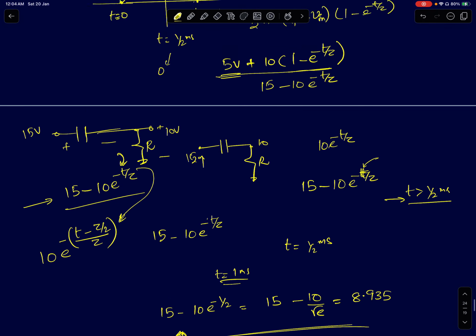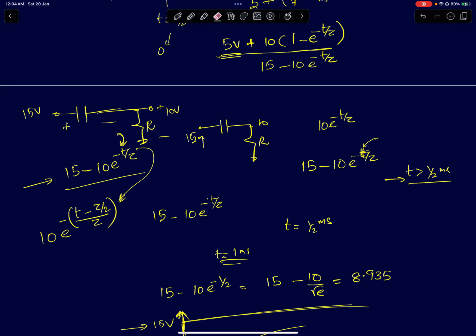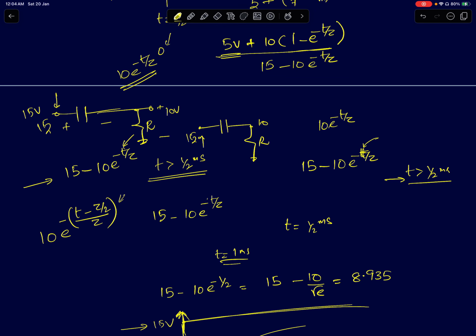You can also derive this using the resistor. We know the voltage across the resistor is going to go from 10 to 0, so it will be 10 e power minus t by tau. The input voltage is 15, so the voltage across the capacitor is 15 minus the voltage across the resistor, which is 15 minus 10 e power minus t by tau. Just one thing to keep in mind: when I say t here, this t is greater than half a millisecond. So ideally I should write t minus tau by 2, where tau by 2 is half a millisecond here: e power minus of (t minus tau by 2) by tau. I've shifted the whole graph by half a millisecond.